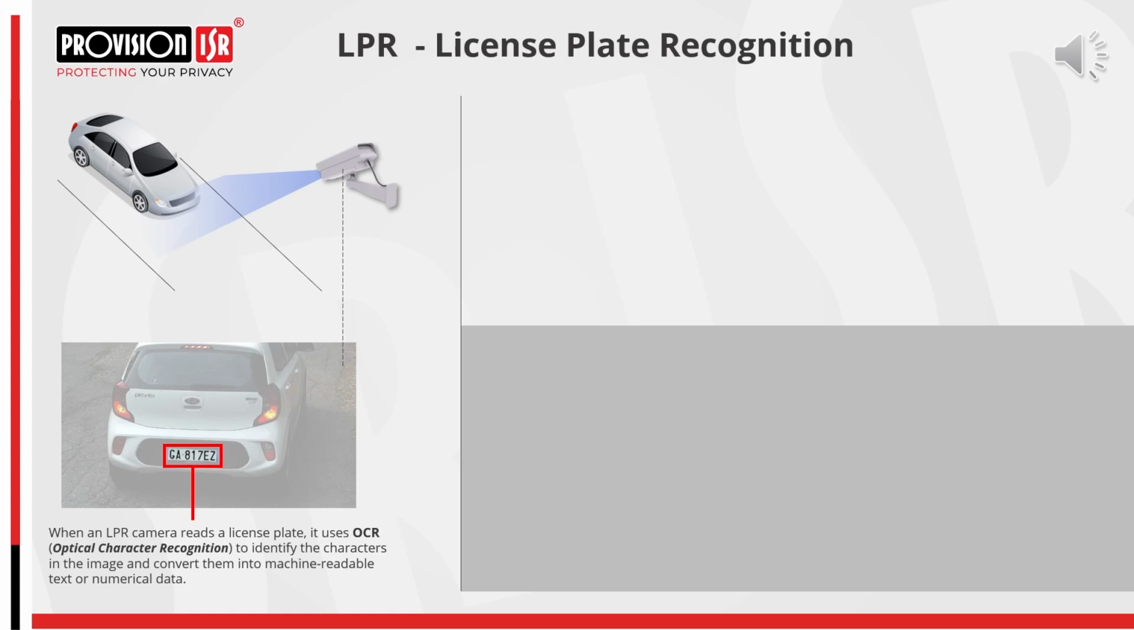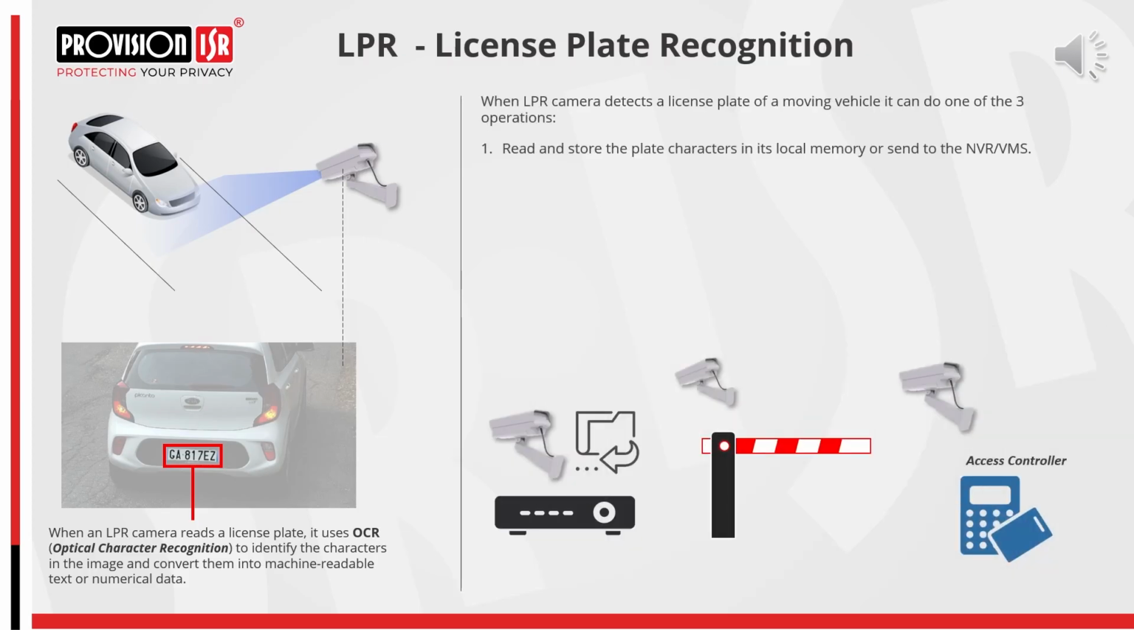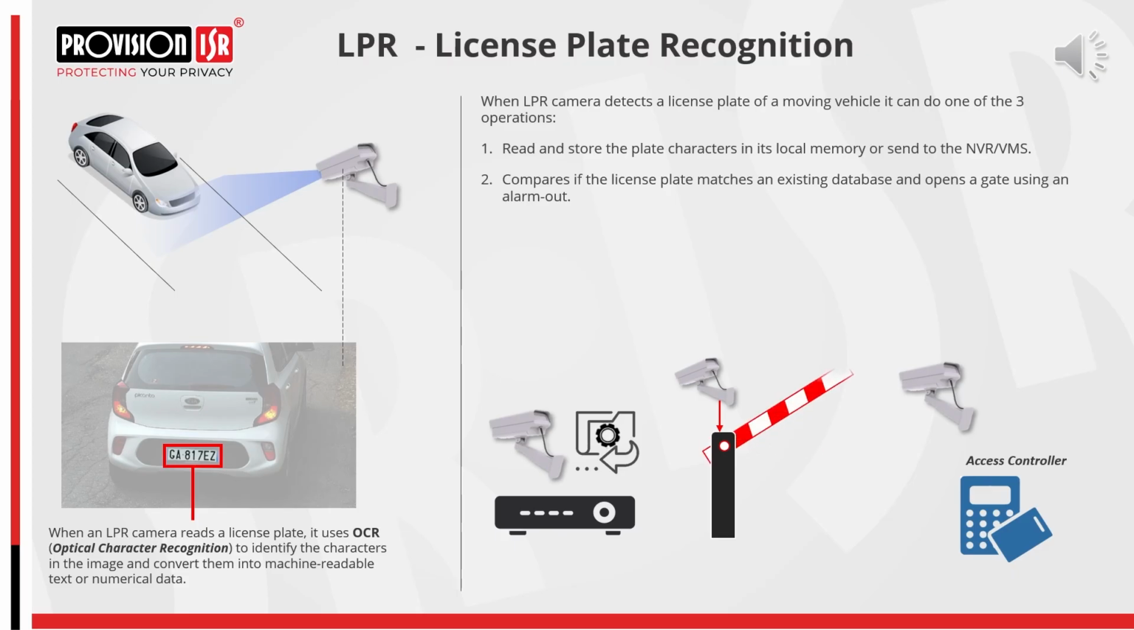After recognizing a license plate, the LPR camera can perform three main actions: read and store the license plate locally, or transmit the data to an NVR or VMS for recording and later search. Compare the license plate against an internal database and trigger an action, such as opening a gate via the camera's alarm output relay. Integrate with an access control system using the Wiegand protocol, sending the license plate number for approval or denial of vehicle entry to a specific site.